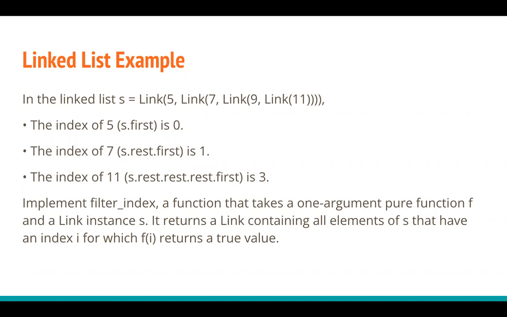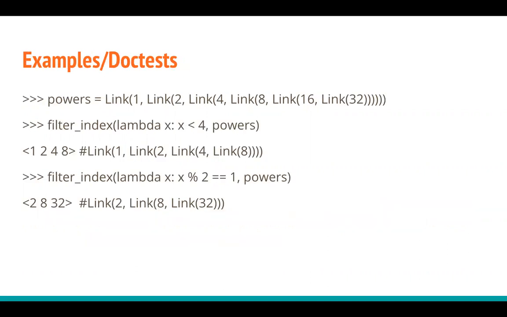So in the example, we're going to implement the function filter_index, which takes a 1-argument pure function f and a link instance s. It then returns a link containing all elements of s that have an index i, for which function f(i) returns a true value. So here are some doctests.